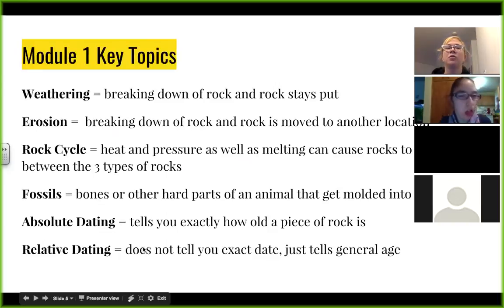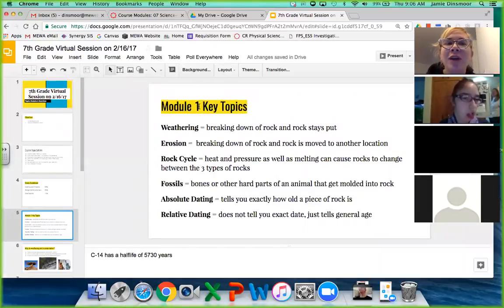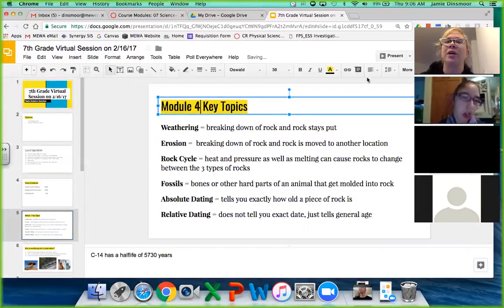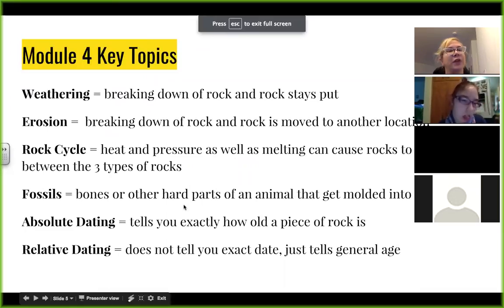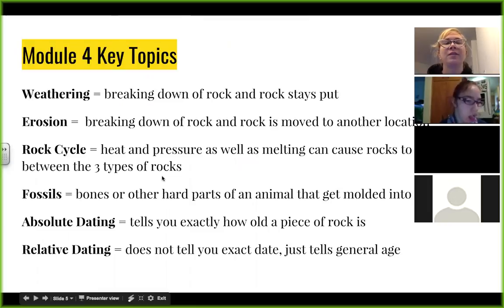All right, so Module 4, key topics. A lot of you guys are already deep into Module 4, turning in your 4th or 5th assignment already. But regardless, these are the key topics from Module 4. We had weathering, erosion, the rock cycle, fossils, absolute dating, relative dating. And then they also go into human impact on the environment, which I'm not going to include here, but is important.